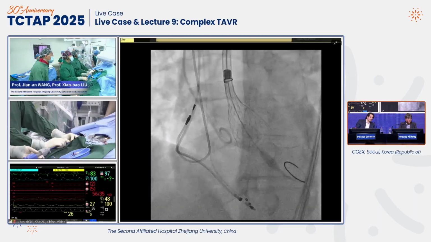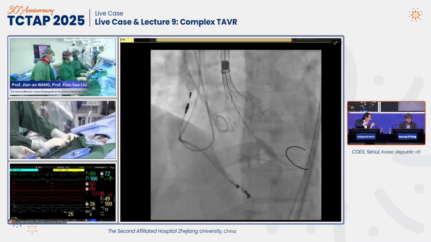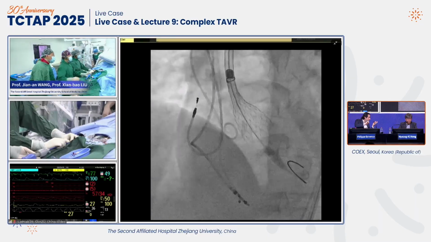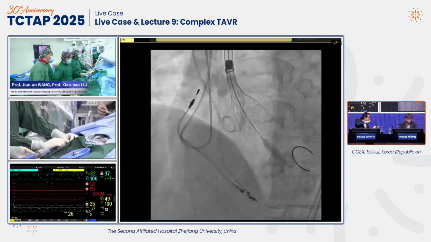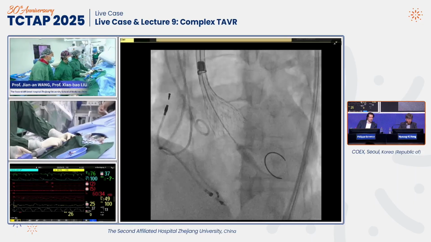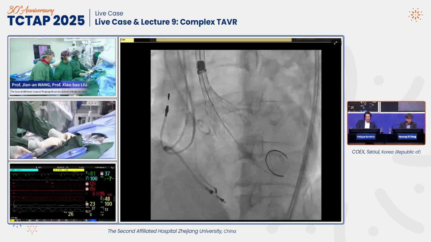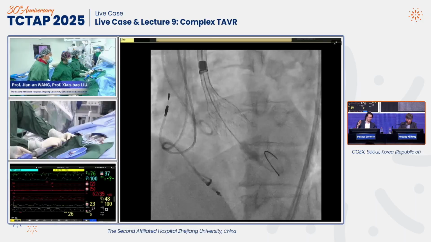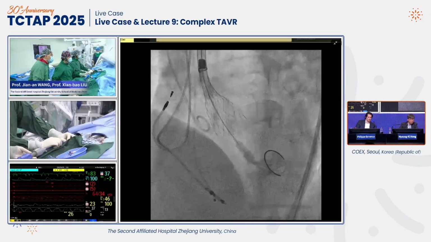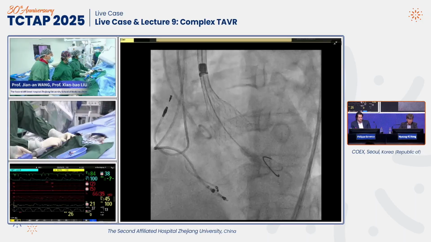I think this is a case where you have to push both on the wire and the capsule and the system to try to go along the greater curvature. This is where the Lunderquist will be useful. But you need to have pressure, so just try to make the system more horizontal. That is quite an important technique.